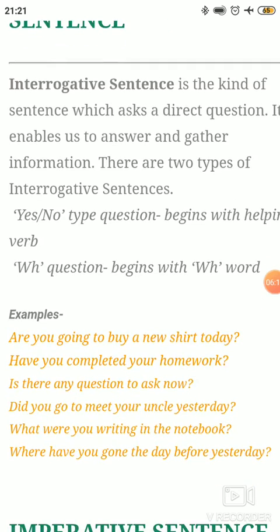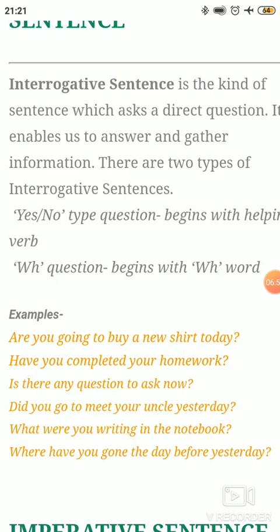Examples given over here: are you going to buy a new shirt today? This is a yes no type of question. The answer will be either yes or no. Have you completed your homework? The answer will come either in yes or no. So this is a yes no type of interrogative sentence. Is there any question to ask now? Again, the answer will be in yes or no category. Did you go to meet your uncle yesterday? Again, the same group, children.